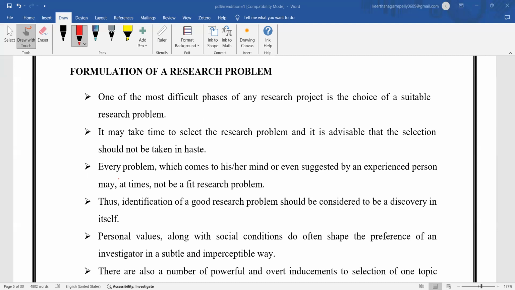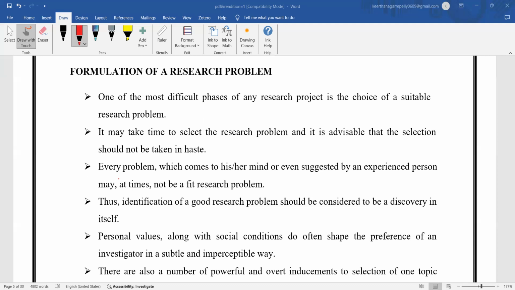Not being a fit research problem means, for example, you don't have that much funding for the research. If you have less funding, choose your research problem according to the funding that is available. Choose a research problem for which you can collect the data very easily, and which should not take a long time.